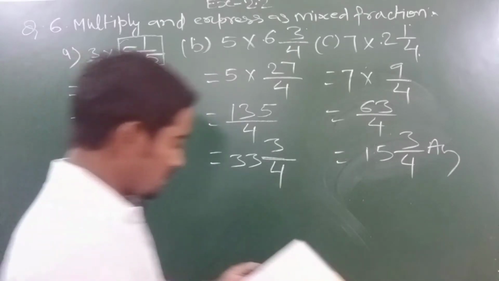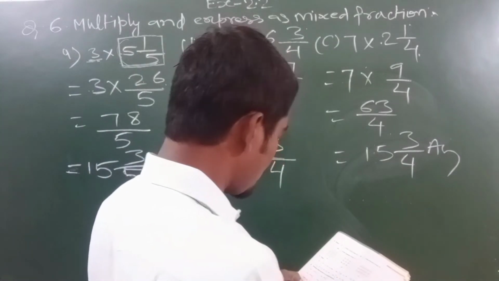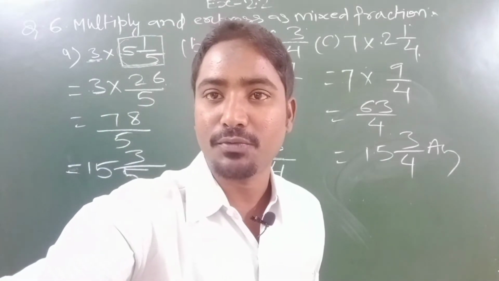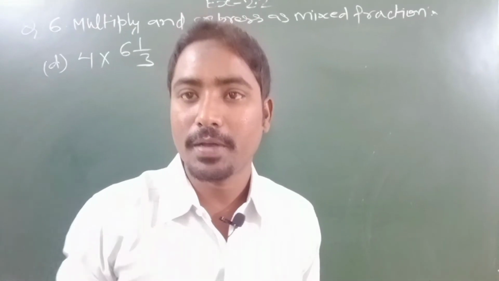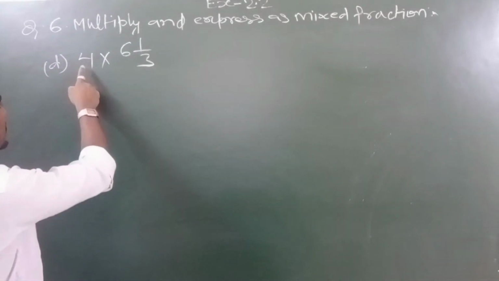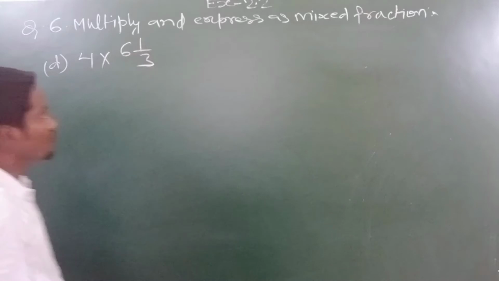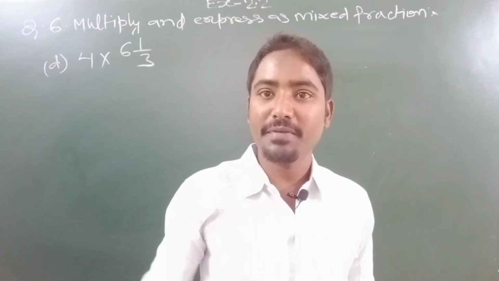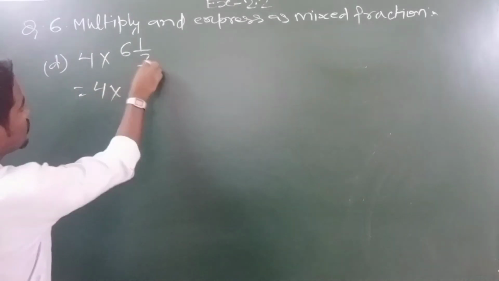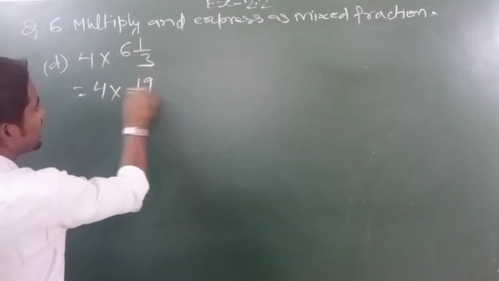Now moving to next segment students, that is D, E and F. So for that let me clear the board, just wait for 1 minute. Okay, now we will see the next segment students. Here we are having next segment D segment, 4 into 6 and 1 upon 6 whole and 1 upon 3. So again we will convert this mixed fraction into fraction, and then we will see 4 into 6 3s are 18 plus 1, 19 upon 3.